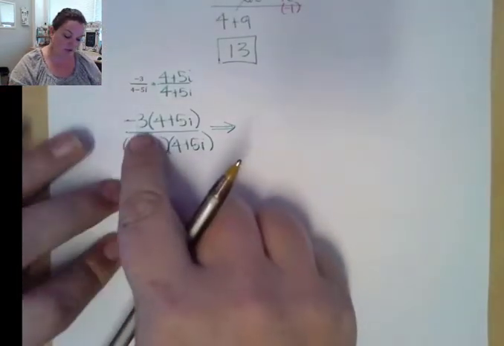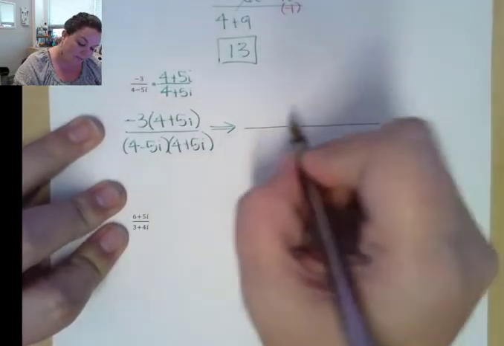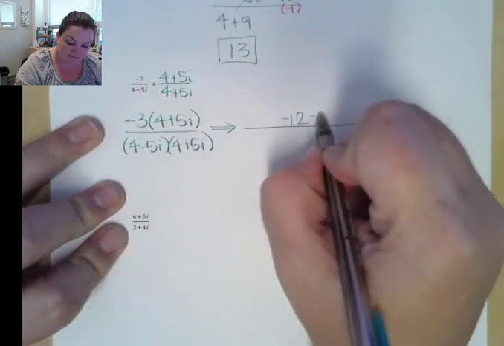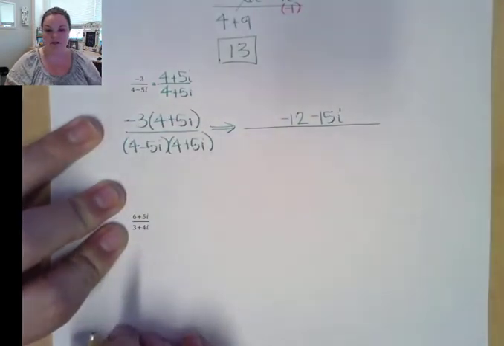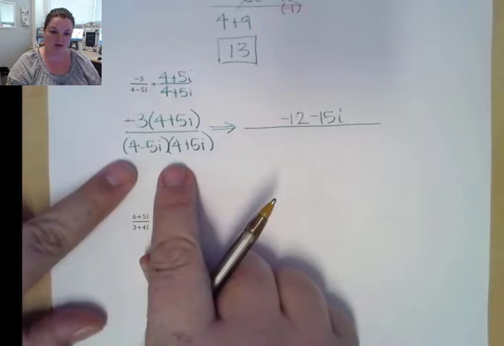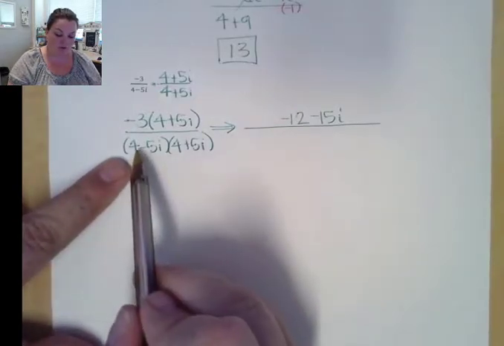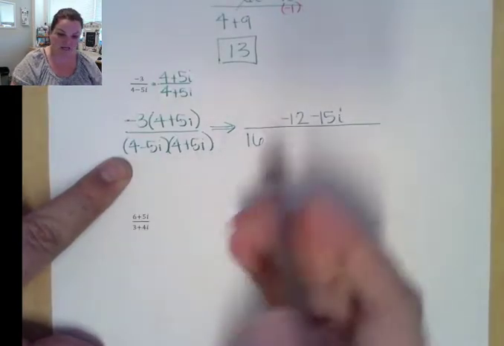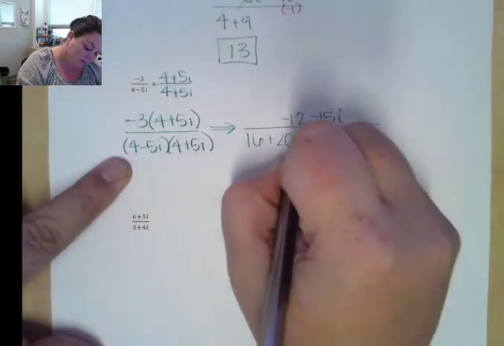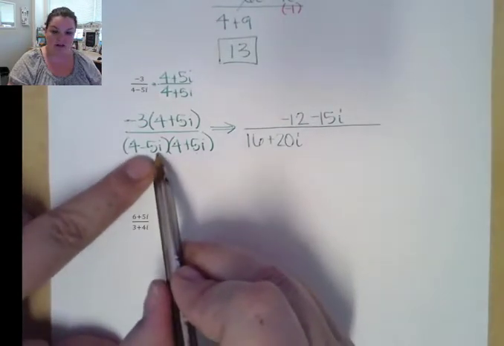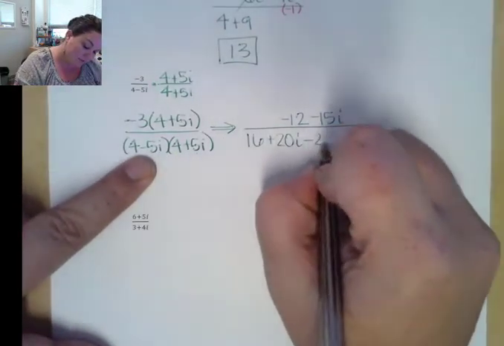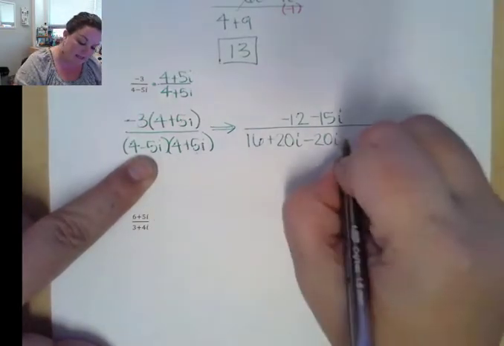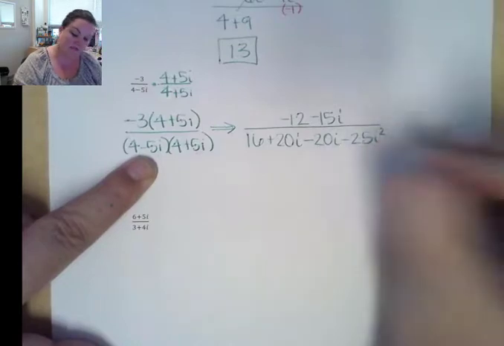Okay, so I just want to simplify this. When I distribute on top, I'm going to get -12 and -15i, right? And now I want to distribute on the bottom. So 4 times 4 is 16. 4 times 5i is 20i. And then -5i times 4 is -20i. And -5i times -5i is -25i squared.